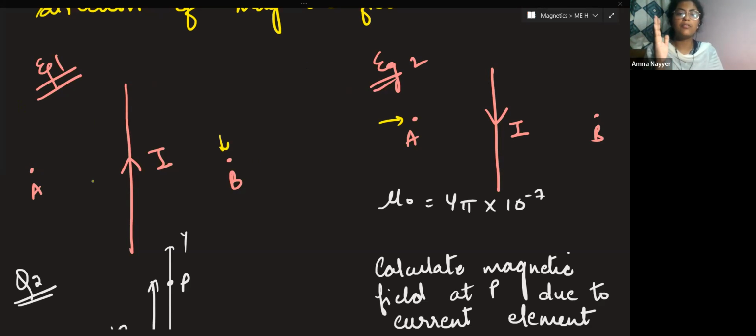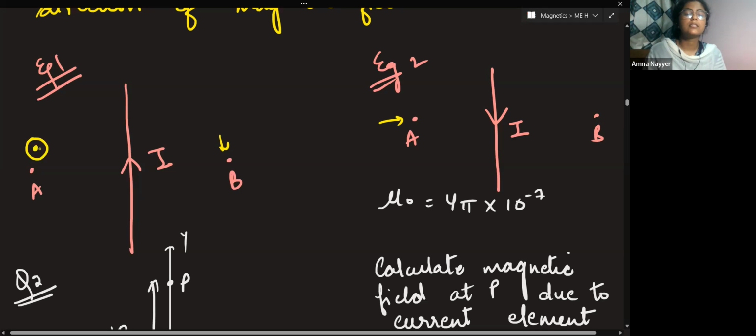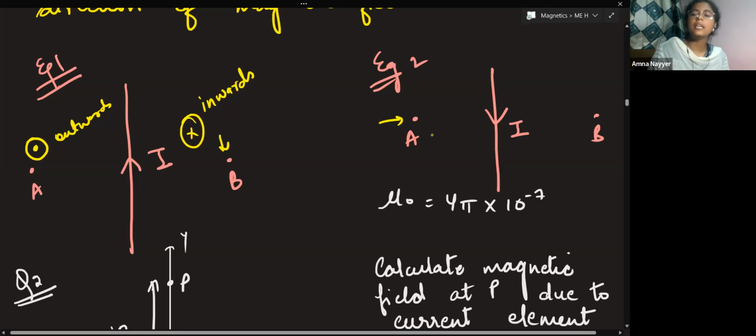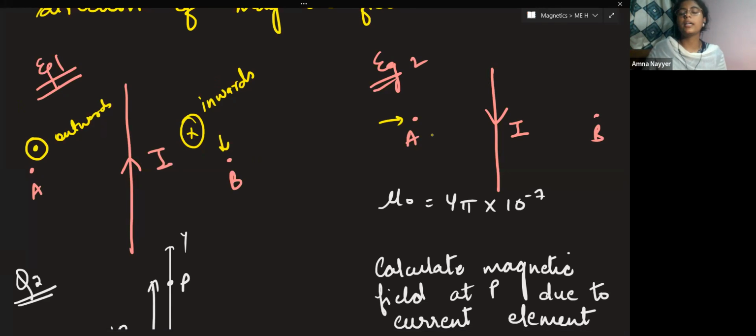For A point, example 1, this one. This is the direction of flow of current. Curling towards A point, it's leading outwards. This was the symbol of outwards, dot. B point, curl, thumb is leading inwards. Then example 2, A point, like this you have to keep, curl your fingers, thumb is pointing inwards. We are finding the direction of magnetic field.